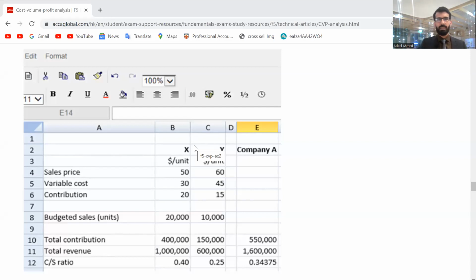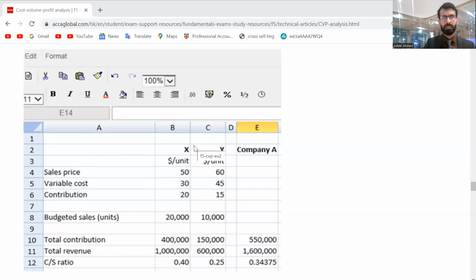from the technical article. We have two products, X and Y, each with a respective selling price of 50 and 60. Variable cost is also available. So contribution can be calculated as a result for each of the products. Budgeted sales, which is 20,000 and 10,000 respectively. So 2:1, you can say. Total contribution is also available. Total revenue is also available. Even the CS ratio is also available.